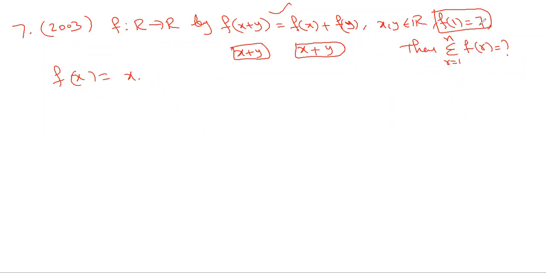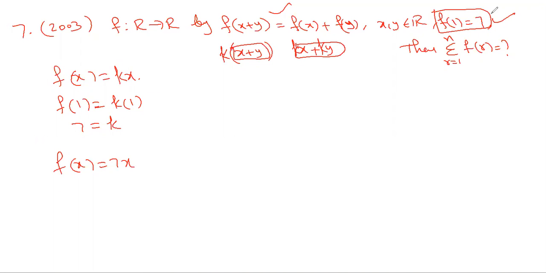So that's why if you take f of x is equal to kx, still this condition is satisfied because you get k times of x plus y. And this is kx plus ky. So, and if you use this, f of 1 is equal to 7. So f of 1 equal to k times of 1, but f of 1 is given as 7. 7 is equal to k. Basically, you take f of x is equal to 7x. Then this condition is also satisfied, and this condition is also satisfied. So you need to get the function like this, f of x is equal to 7x.